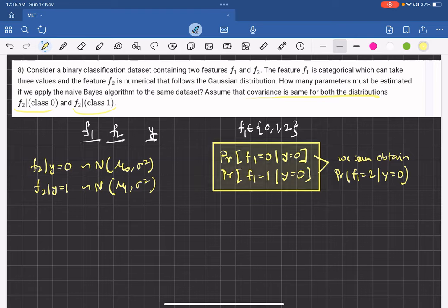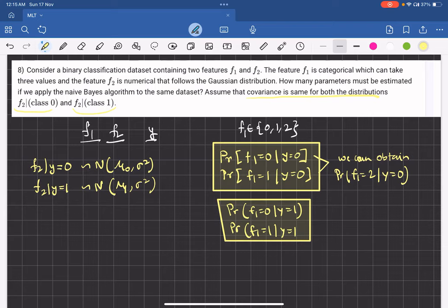And similarly, for y equal to 1 also we have to do the same thing, right? So probability f1 is equal to 0 given y is equal to 1, and probability f1 is equal to 1 given y is equal to 1. So these four probabilities we have to estimate, right? So essentially there are four parameters here. And then there is mu0, mu1 and sigma square. Okay. So how many parameters do we have now? So seven parameters as of now.